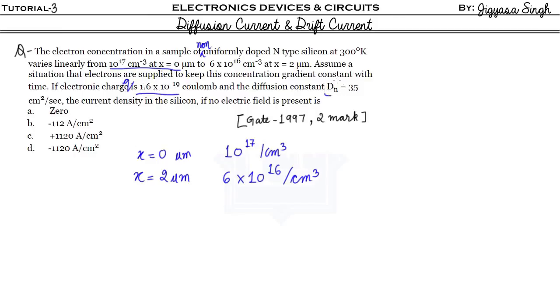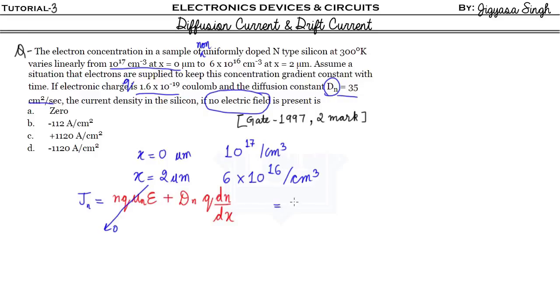The value of Dn is also given, which is 35. We just have to put the formula. One special thing mentioned here is no electric field. So let's first write the formula, which we just studied. Since no electric field is given, can I say that this whole term will be 0, because it is in multiplication? So this is what is left.